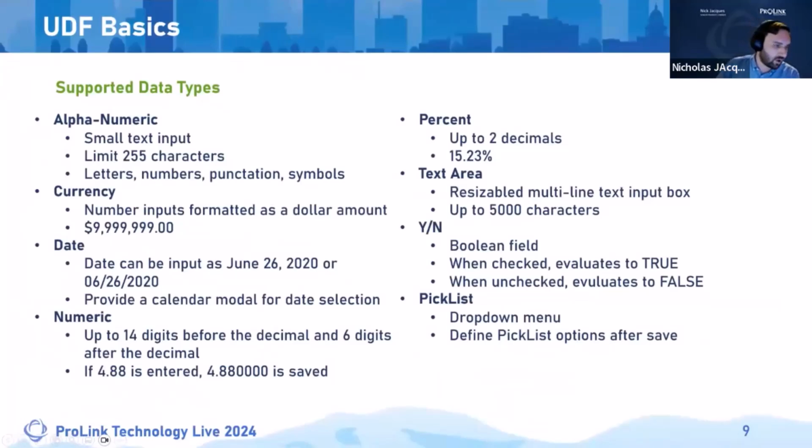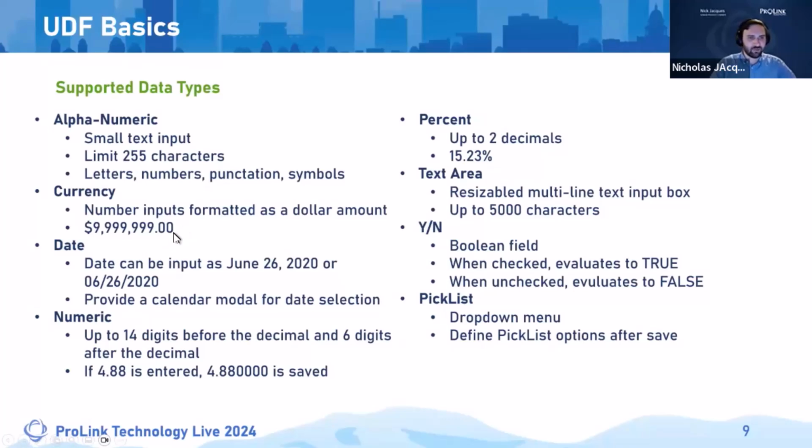UDFs support the following data types. There's a little bit of information about each one. Alphanumeric is just your standard text input field, a smaller text input. The limit is 255 characters. The use case for this would be something more like a name or maybe an ID. Something smaller, not something where you'd be writing sentences or using grammar, because then that's probably not the place for that data.